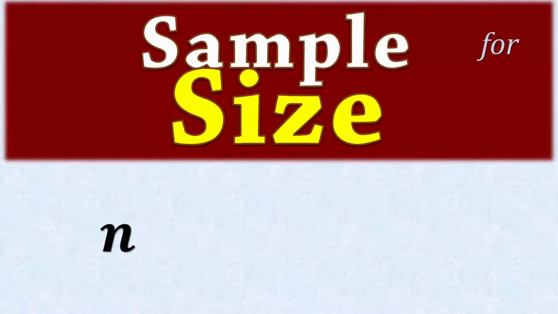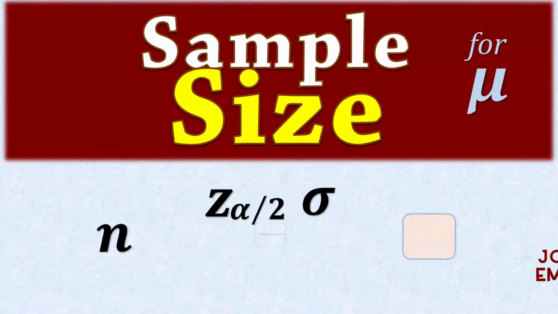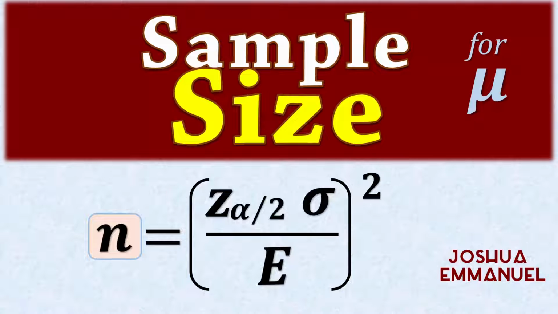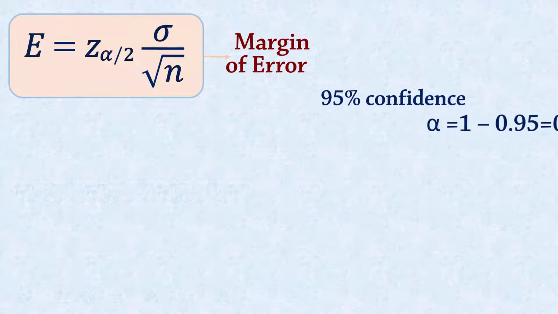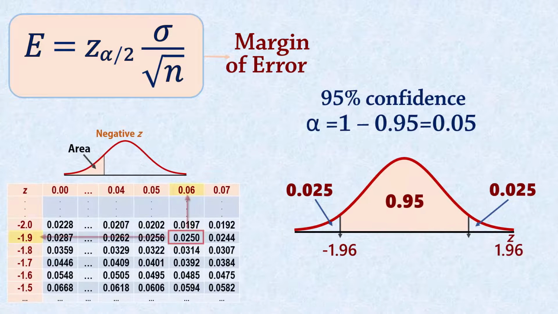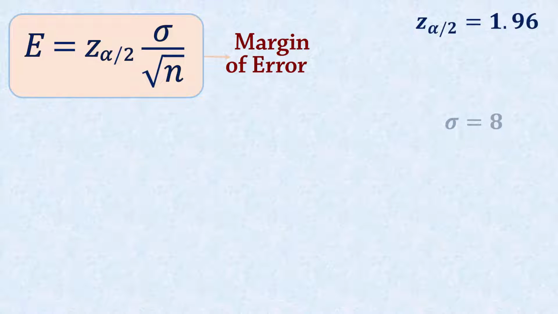Welcome. In this video, I'll be calculating the sample size n required to estimate the population mean mu. Recall that if the population standard deviation is known, then the margin of error E is z times sigma over square root of n. At 95% confidence level, the z critical value is 1.96. Suppose the population standard deviation is 8.